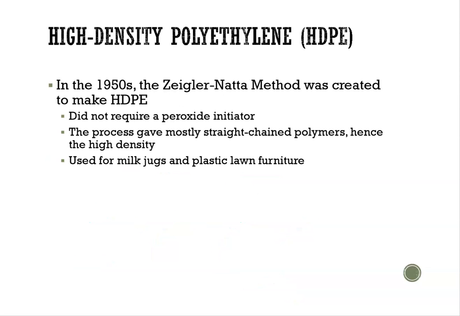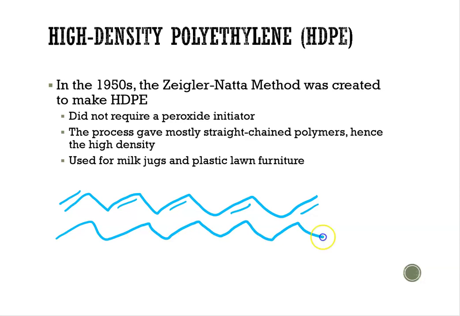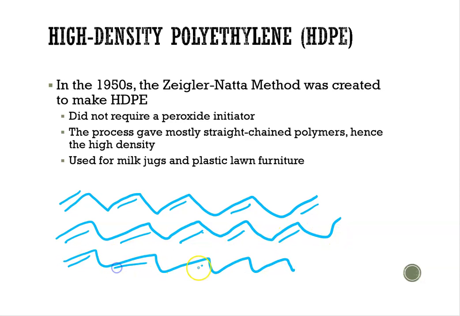And then high density polyethylene was discovered much later using the Ziegler-Natta method. If you take organic chemistry in college, you will talk much more about this. This was really great because you didn't have to have a peroxide initiator, and you got a lot of straight chained polymers here. So you ended up with a lot of straight chains, and because the chains are straight, they have the ability to stack on top of themselves more.